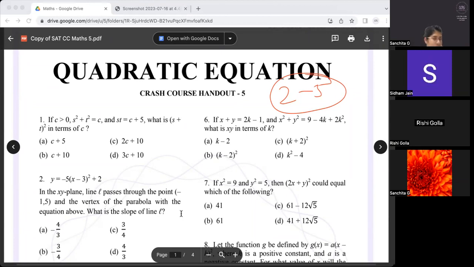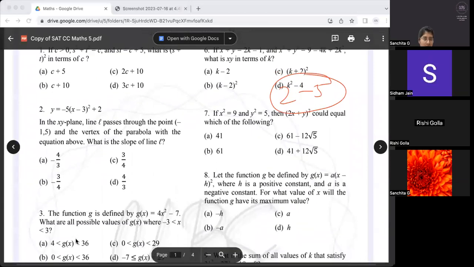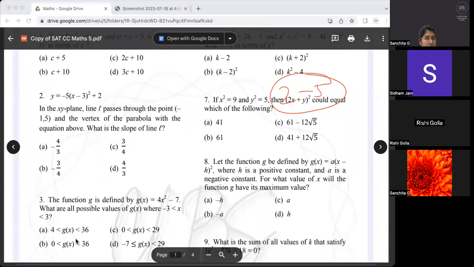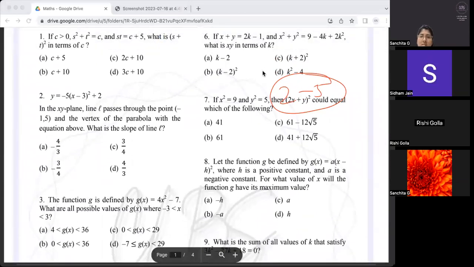Question 2. Let me just scroll down. Question 2 is minus 3/4. Did you get minus 3/4? Yeah, ma'am. Vertex is (3, 2), right? And you can actually get the answer, you can just find the slope. That's it, minus 3/4 it is. Very easy question.